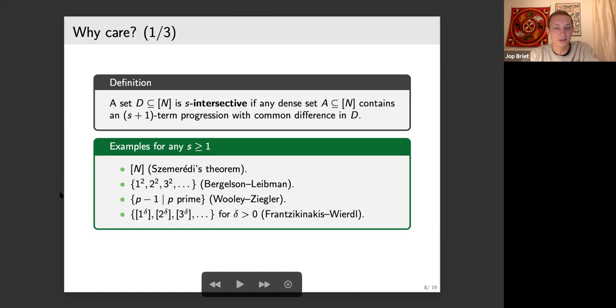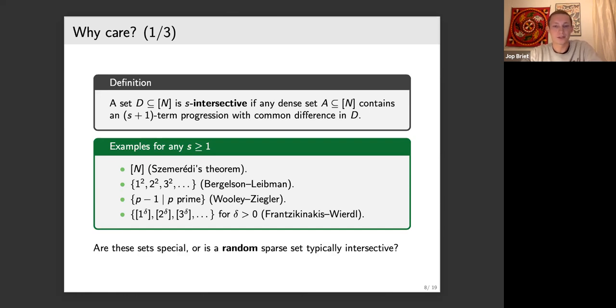So there are lots of nice examples. Based on these examples, in particular, Frantzikinakis, Lesigne, and Wierdl asked whether these sets are special, or whether random sparse sets are also typically intersective.